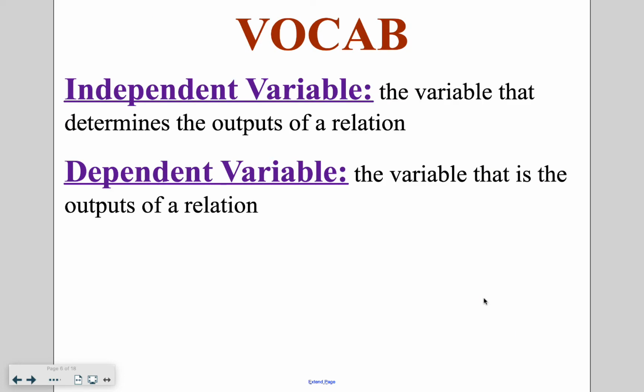The next piece when we're talking about function is the independent and dependent variable. Again, these are another pair of synonyms for domain and range, or x and y. The independent variable is your inputs, and that's what decides the outcome, determines your outputs. So that's our domain. The dependent variable then, those are the results or the outputs of a relation. Those are the y values or the range values. So these are synonyms for domain and range.